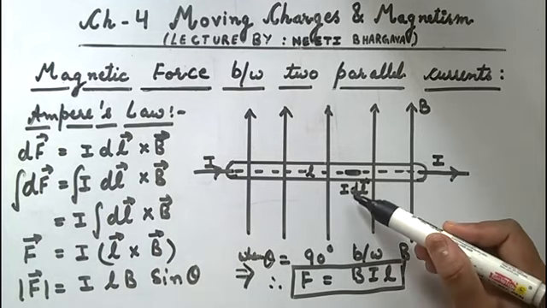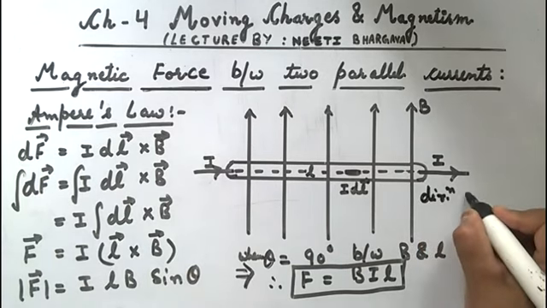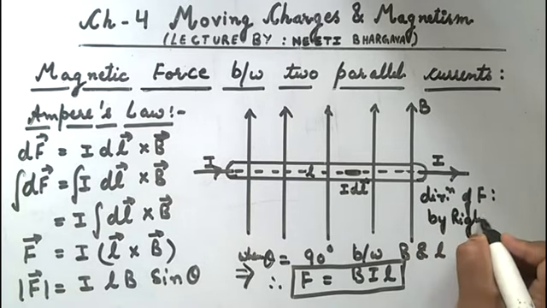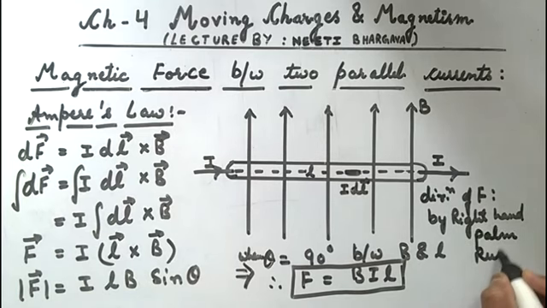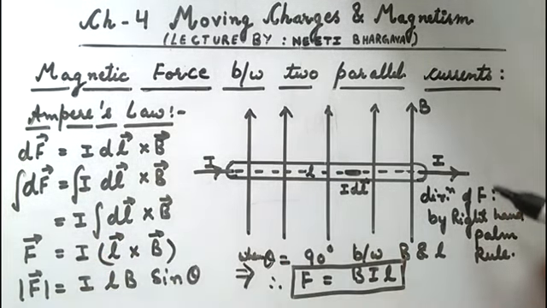And the direction of this magnetic force is given by the right hand palm rule. As we know, the fingers of the right hand give the direction of the magnetic field and the thumb gives the direction of current. Then the perpendicular coming out of the palm of the right hand gives the direction of magnetic force. Now let's study the value of the magnetic force between two parallel current carrying conducting wires.